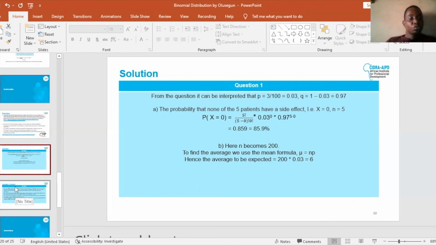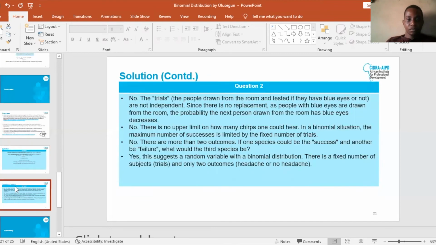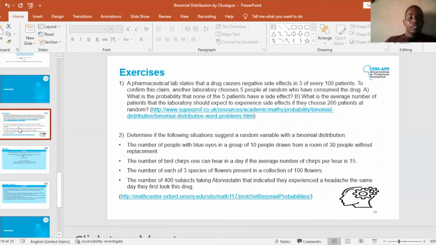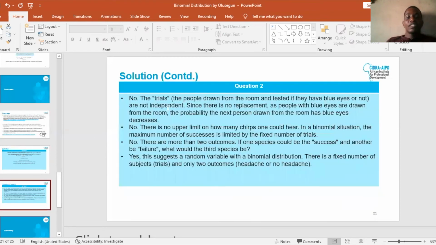Now, question 2. The first situation, we have to determine if the following situation can be described with a binomial distribution. So the situation A, the number of people with blue eyes in a group of 10 people drawn from a room of 30 people without replacement. Is it the binomial distribution?